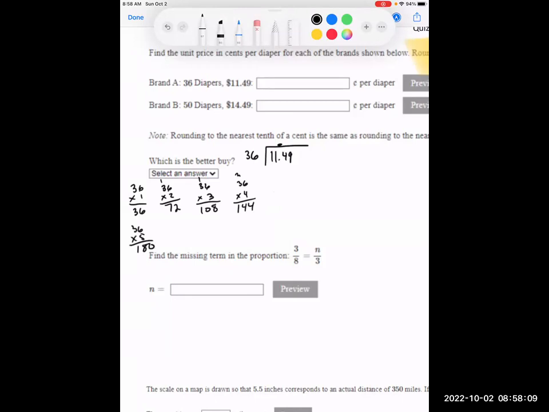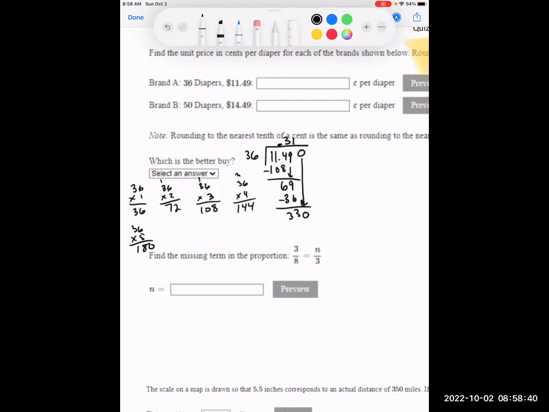All right, so I need to figure out how many times 36 goes in. It can't go into 1, it can't go into 11, but it can go into 114. And it goes into 114 3 times without going over. So the first number is going to be a 3. Then subtract, that gives you 6. Bring down the 9. 36 into 69 goes in there 1 time. Put a 0, drop it down.